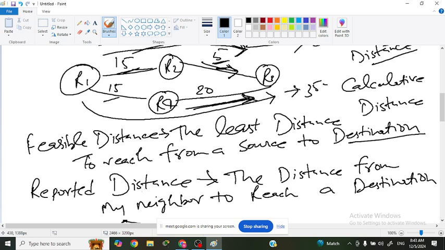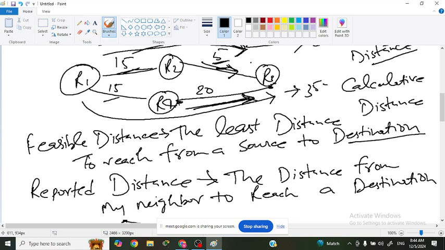And what is the reported distance? R4 to R3. And always remember this point in your mind: if you are calculating the reported distance, you will not calculate the distance from the feasible distance path, meaning the neighbor-to-destination distance on the feasible distance path. This will not be calculated in the reported distance. The distance from R4 to R3 will be calculated as the reported distance.